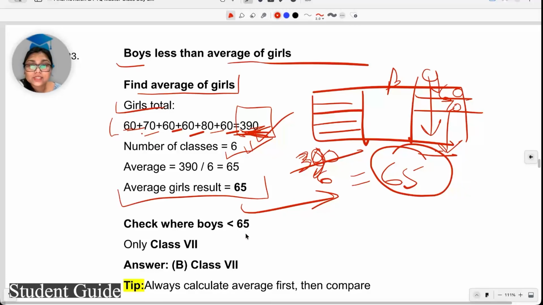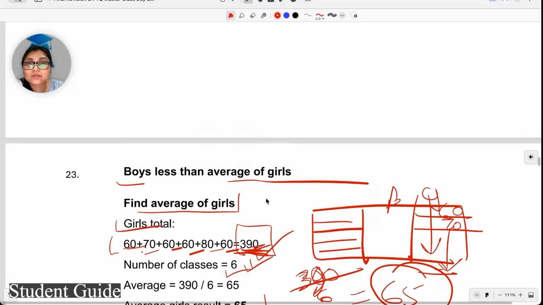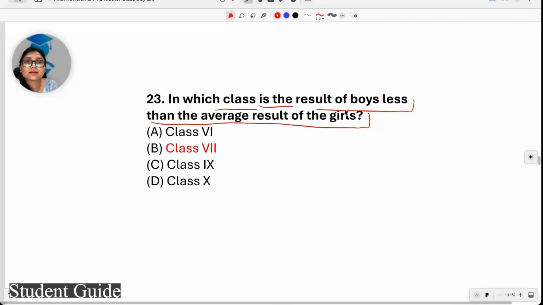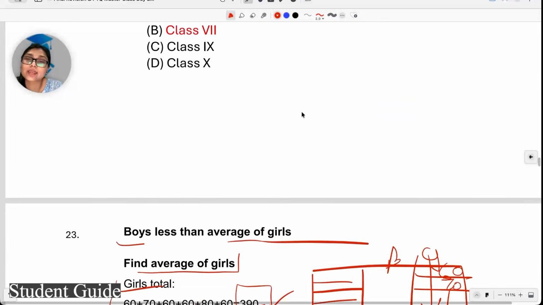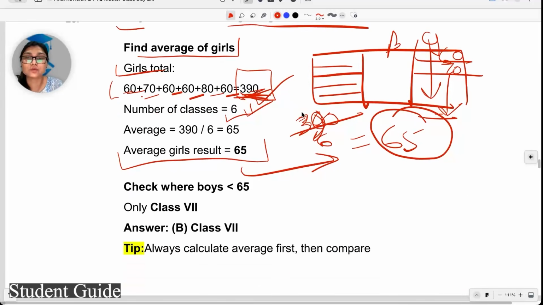Now you need to check for the boys average, because the question is asking that the result of boys is less than the average result of girls. So we need to find both of them to get the correct answer. Now we need to check the boys column for values less than 65, because we have got the girls average as 65. Now we need to find the less than one in the table.